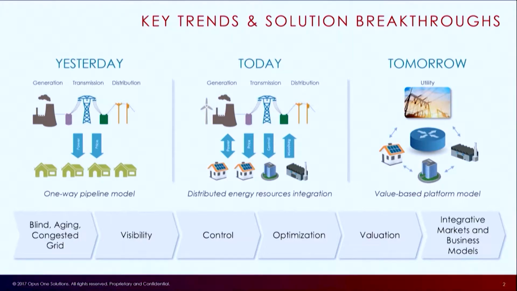So Neil, right before me, talked about Grid 1.0 and 2.0. We break it down to three stages. From the grid of yesterday, which is more of a top-down, one-way pipeline type of business model, to today, EPRI talked a lot about accommodating to integrating. So today is a lot about the DERs getting more and more mature, price points coming down, and utilities being asked to accommodate more DERs.